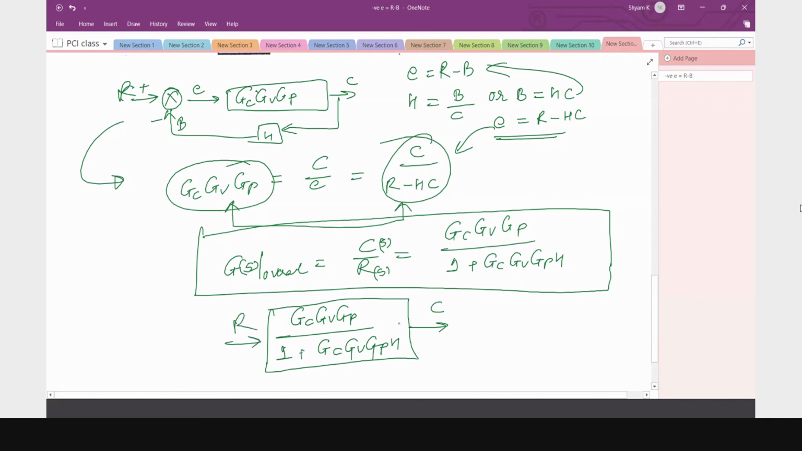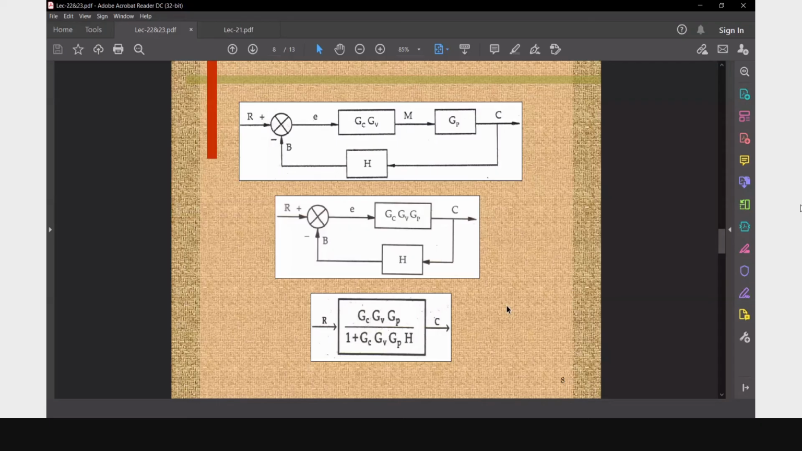तो ये हो गया सिंगल ब्लॉक, हम रिप्रेजेंट कर सकते हैं इस तरीके से, GCGV GP by 1 plus GCGV GPH। ठीक है, अब ये क्या है, this is nothing but, let me tell you, there is one very standard format it will achieve. तो ये है, देखो ये हमारा सेकंड स्टेप है। पीडीएफ दिख रही है आपको?